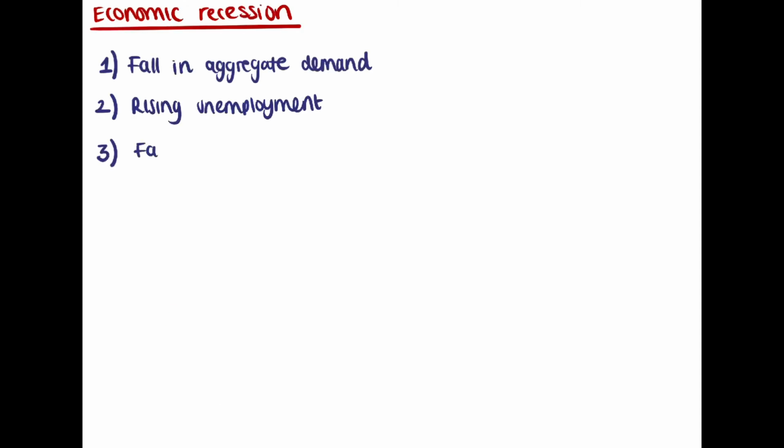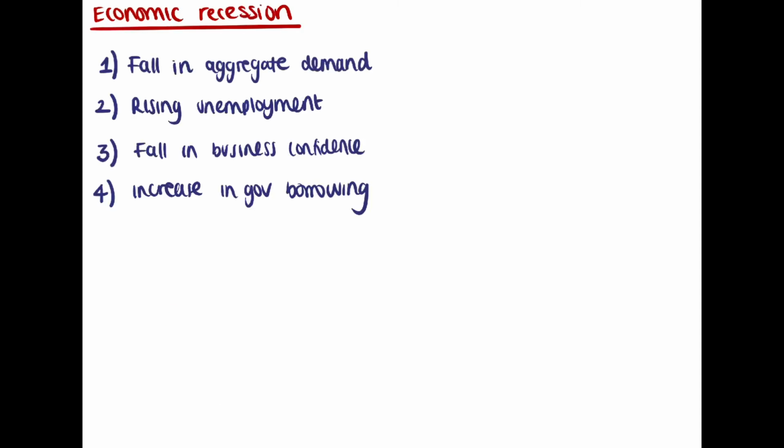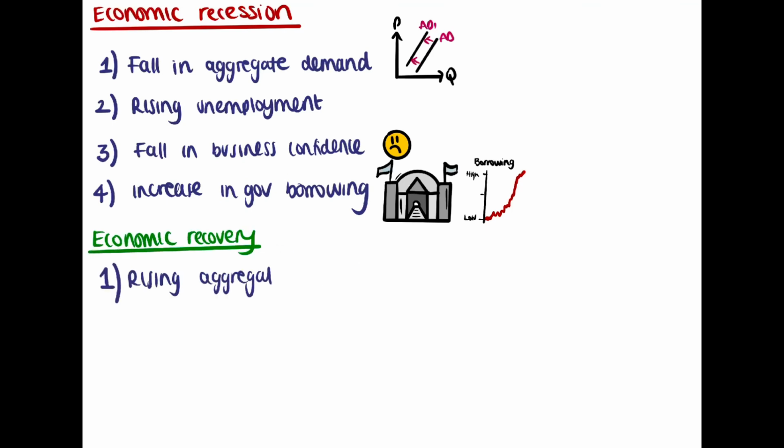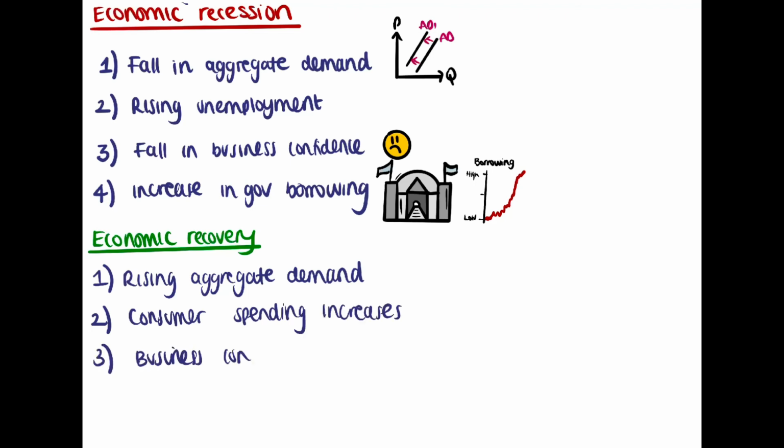A recession is defined as 2 consecutive quarters of negative growth. Here, aggregate demand is falling, unemployment is rising, business confidence is low, therefore so is investment. The government begin to borrow more so they can increase spending on goods and services without increasing taxation.